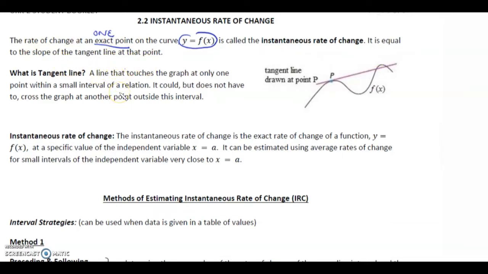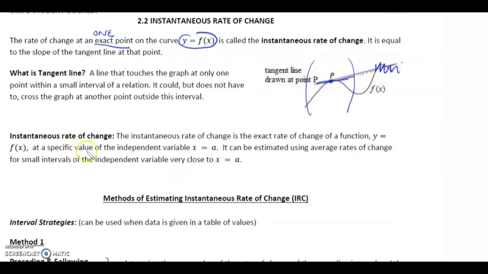So let's talk about what a tangent line is first. A tangent line touches the graph at only one point within a small interval of a relation. For example, this is the tangent. I understand that eventually, if you extended this line, it's going to go through the curve again. That's fine, because we're not looking over here. We're focusing on this area here. So we're saying, okay, this is the tangent. It could, but does not have to, cross the graph at another point outside of that interval, outside of where we're looking.